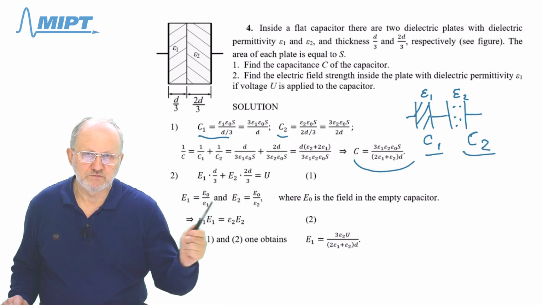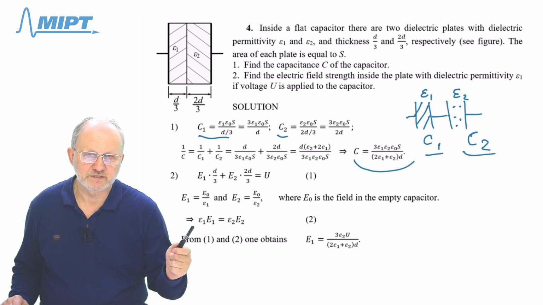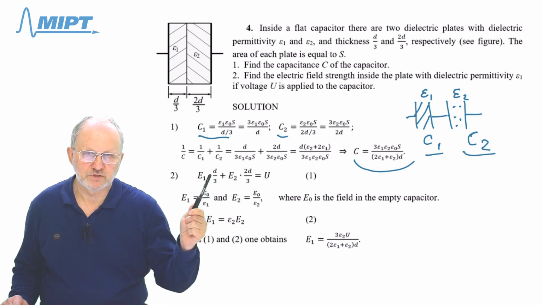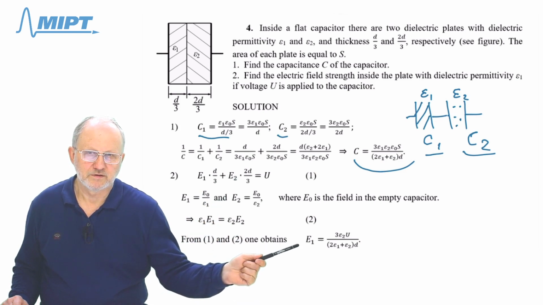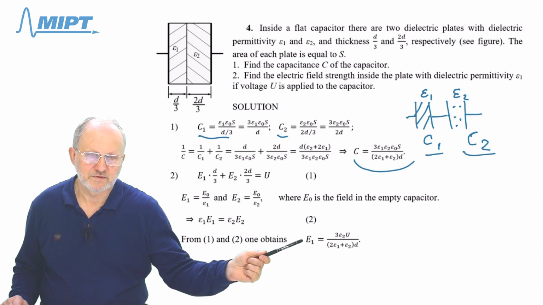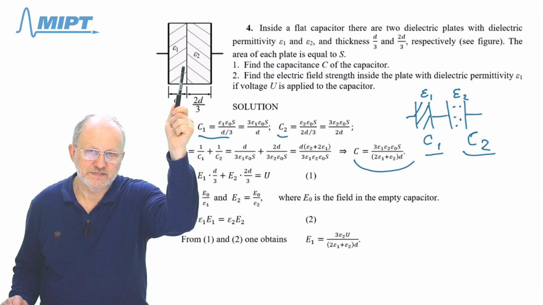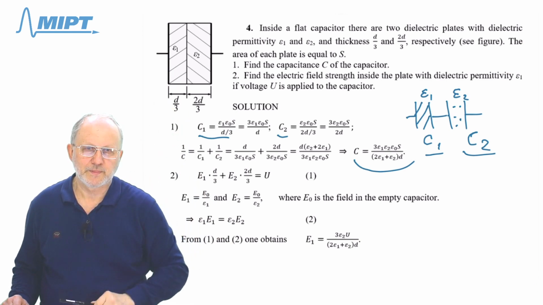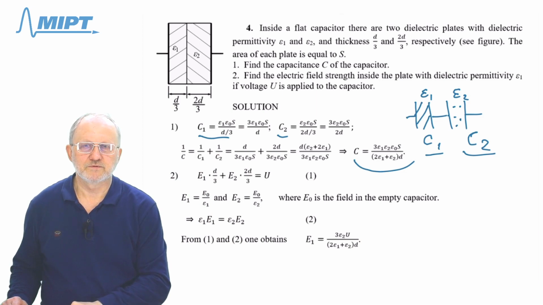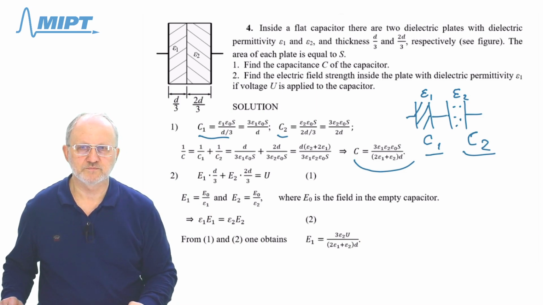From these two equations, we immediately obtain the relationship between the electric field strengths inside the two capacitors, E1 and E2. From the last two equations, equation 1 and equation 2, we immediately obtain the electric field strength inside the first capacitor, that is, here, in this region, in this area. Such is the solution to problem number 4.